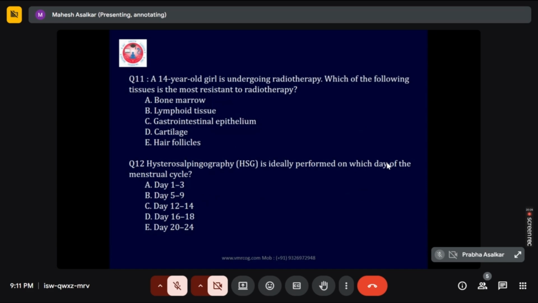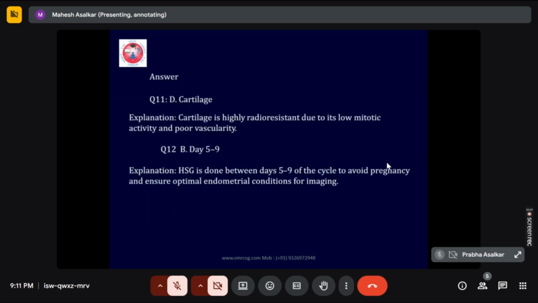Sir, 5 to 9. Yes, 5 to 9. It's on the 8th day, after the periods, but before the 9th day we perform. So 5 to 9. Option B is going to be correct.